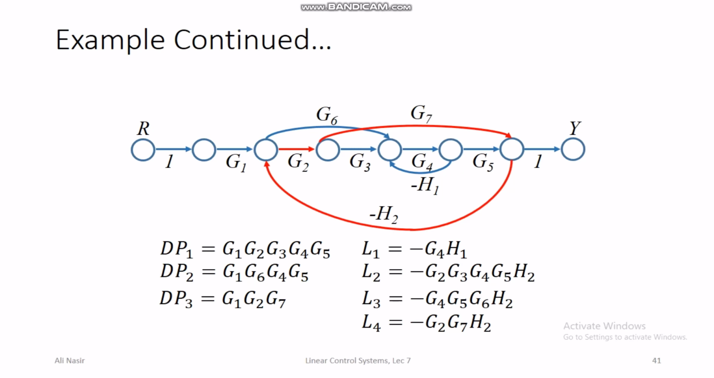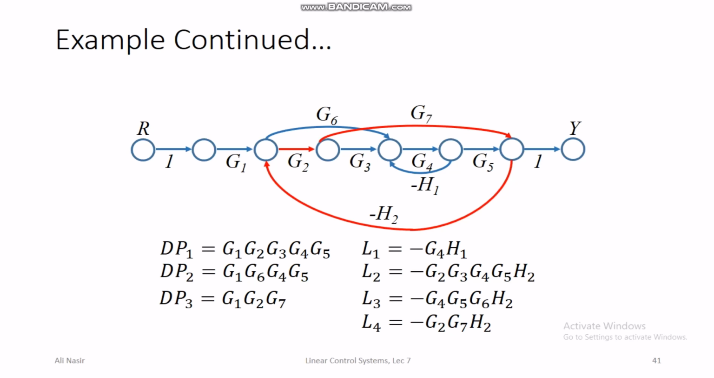I have gone through them quite quickly. You can rewind the video and pause the video and absorb all these loops and their transfer functions, and you can see for yourself that these are indeed the loops and the direct paths in this signal flow graph.